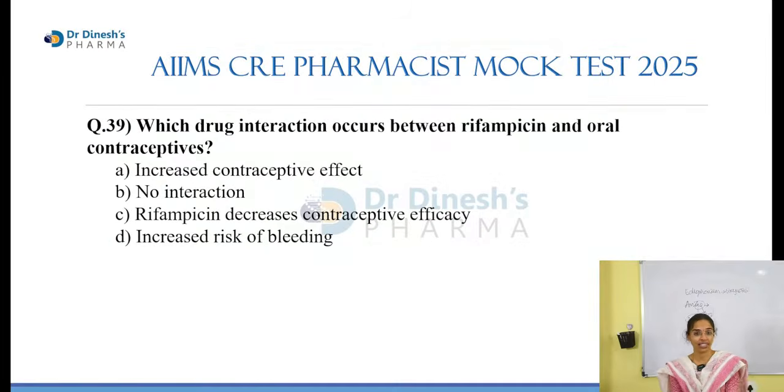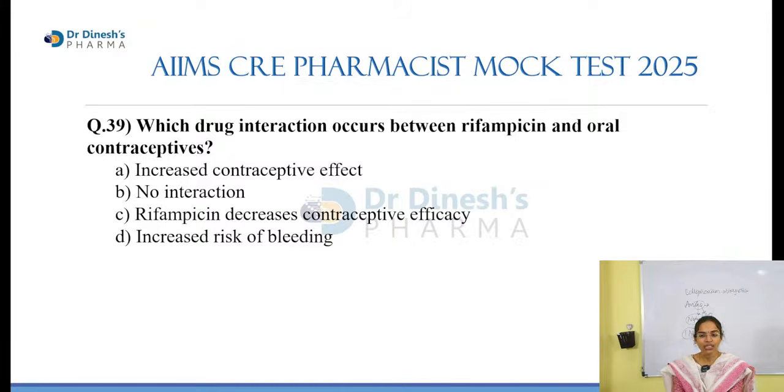Again, a question from drug interactions. Which drug interaction occurs between rifampicin and oral contraceptives is the question. A, increased contraceptive effect; no interaction; C, rifampicin decreases the contraceptive efficacy and increased risk of bleeding. So what is the right answer? First we have to eliminate increased risk of bleeding, because rifampicin and oral contraceptives are both not related to bleeding anyway. So first eliminate that option.